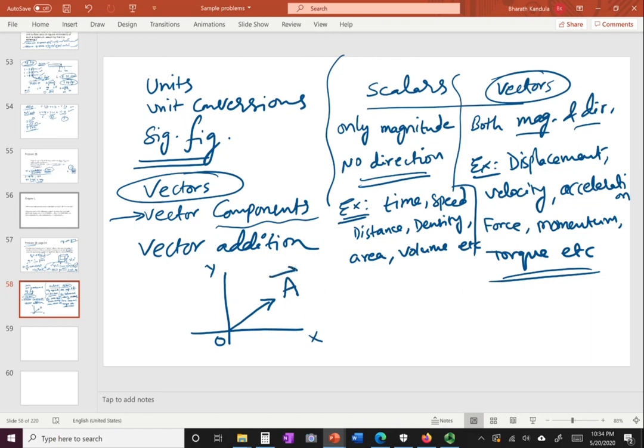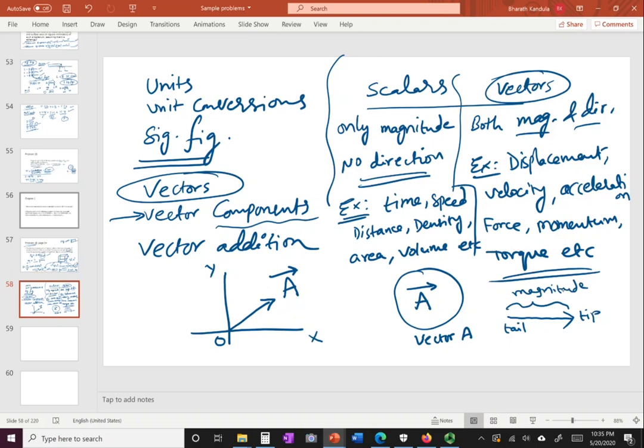This is the symbol we use to denote vectors. Let's say you have a vector a. You will write the letter a with an arrow mark above the letter. This is the notation to indicate vector a. Also, to graphically represent a vector, you draw an arrow. This is the tail of that arrow and this is the tip of that arrow. The length of the vector indicates the magnitude of the vector, and the tip indicates the direction.